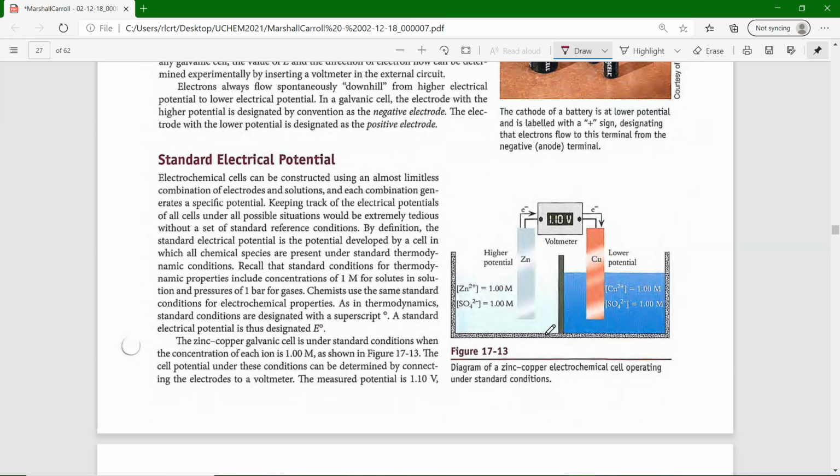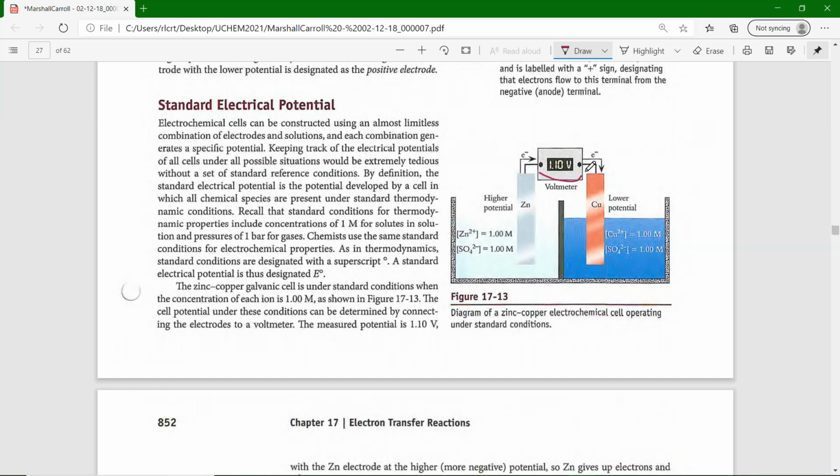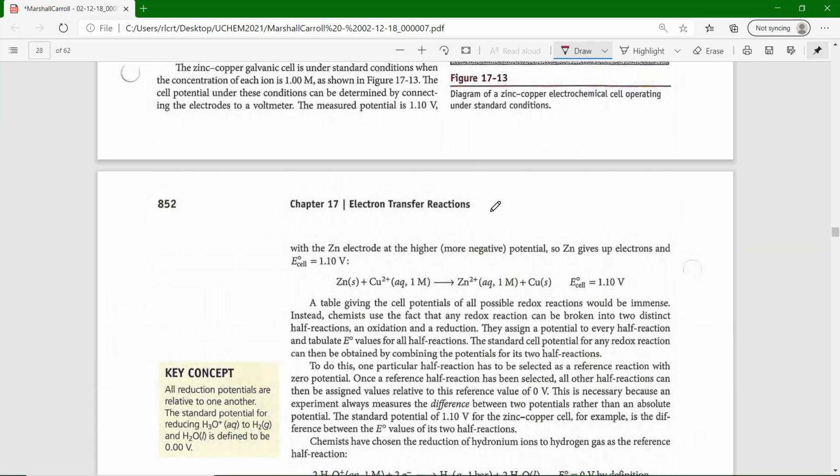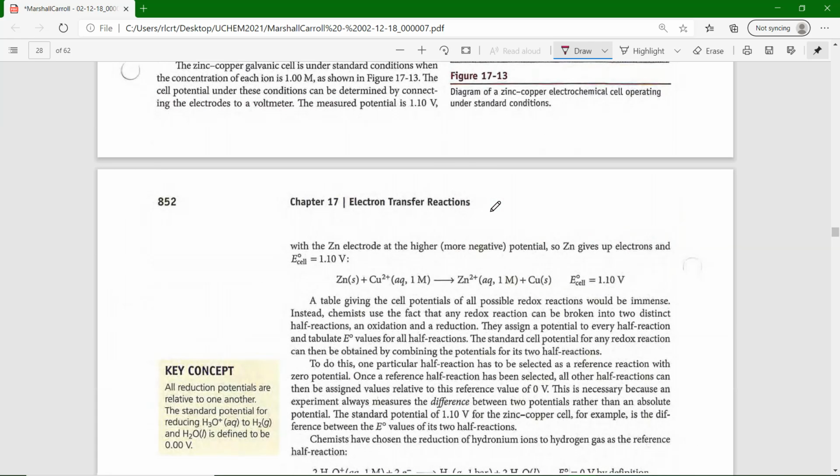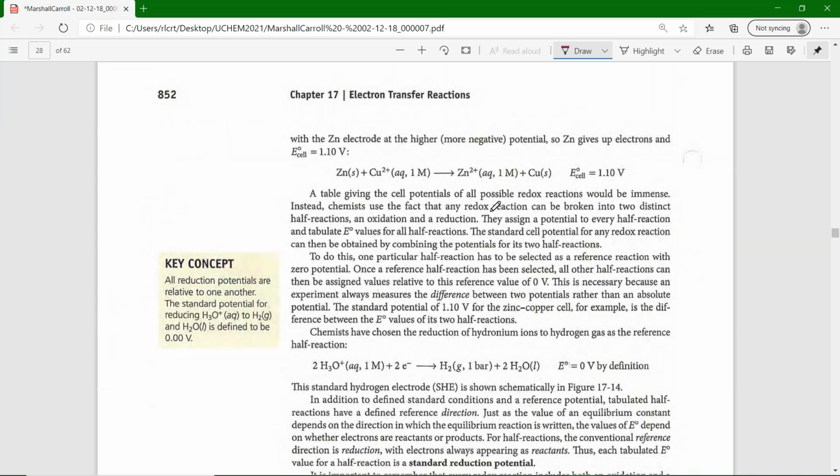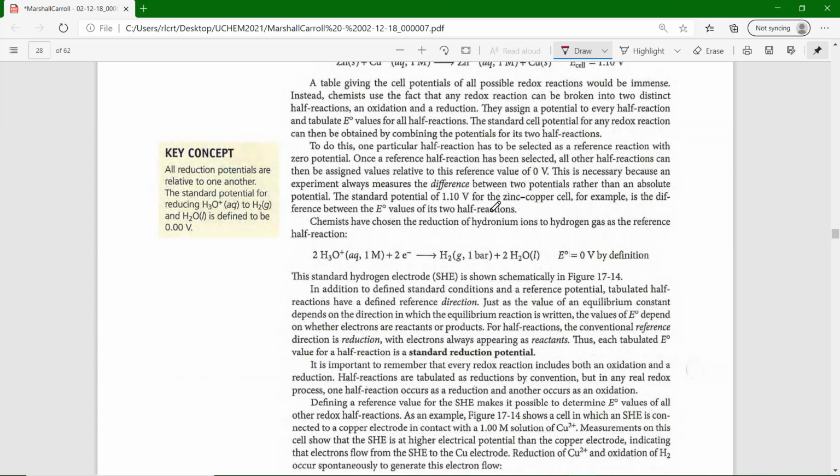So here we have discussion of the standard electrical potential. I talked about that. I've already mentioned the 1.1 volts. And so there you have it. So zinc is at a higher potential than copper, and the value becomes 1.1 volts. So the standard hydrogen electrode is 0.